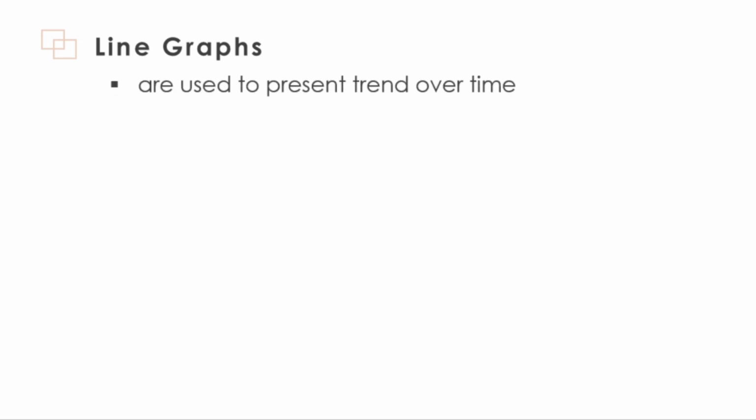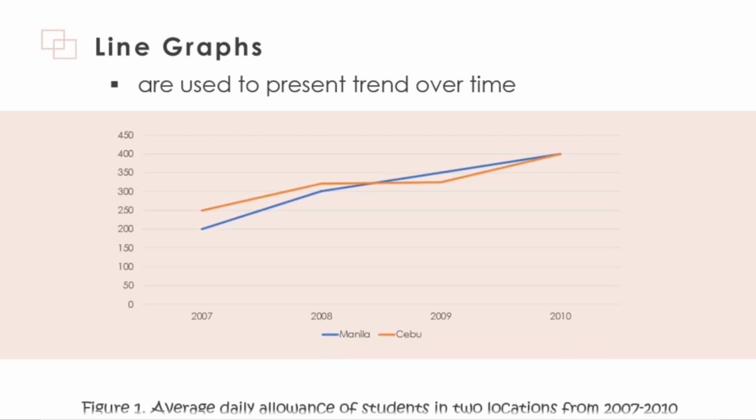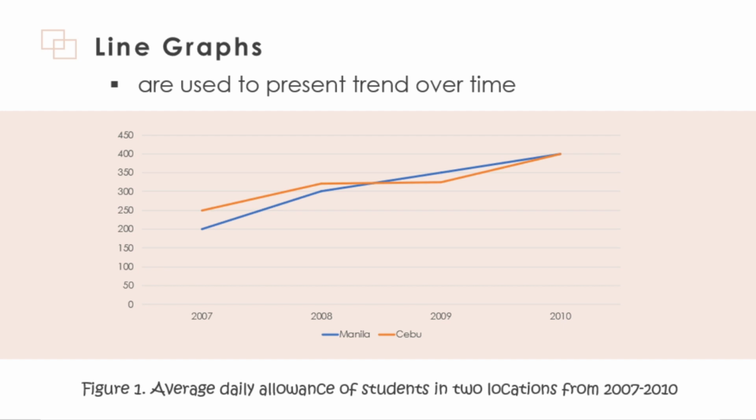Line graphs. These are used to present trends over time. We have here an example of a line graph. This is the average daily allowance of students in two locations from 2007 to 2010.